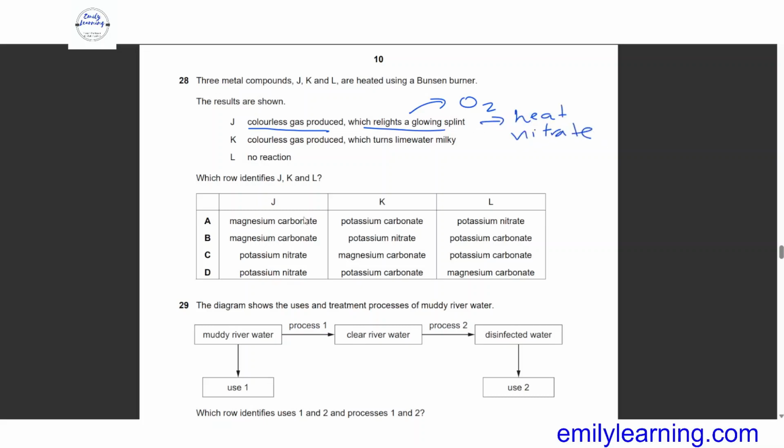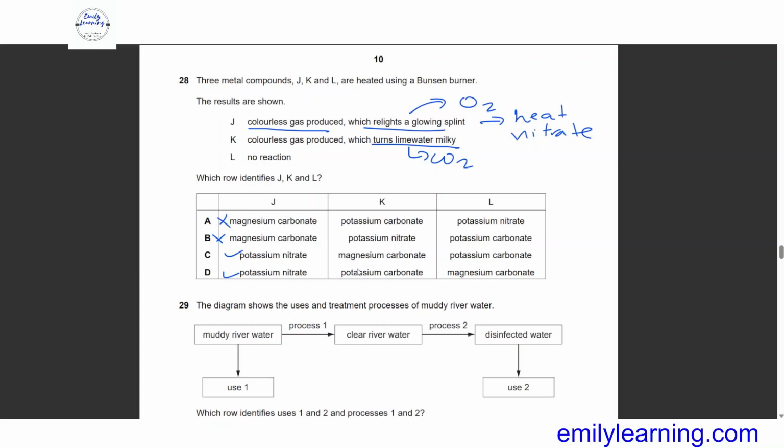So you need to heat a nitrate. So we know that J is a nitrate. So A and B are out. So it's either C or D. Next, when you heat K, you have a colorless gas produced which turns lime water milky. So this is carbon dioxide. So if you heat a solid and it produces carbon dioxide gas, it is a carbonate. So let's take a look at C and D. You have magnesium carbonate and potassium carbonate.